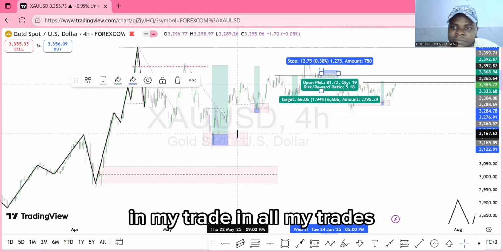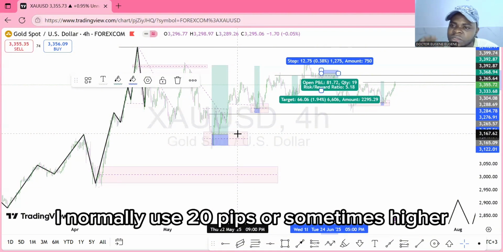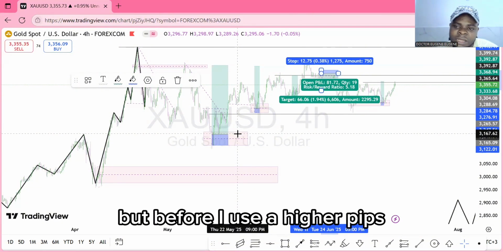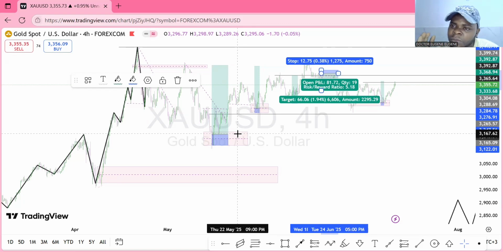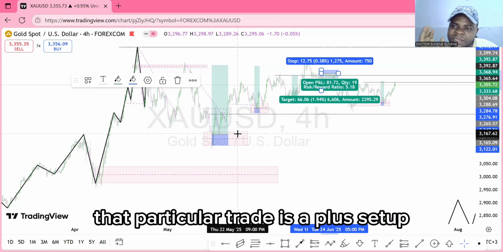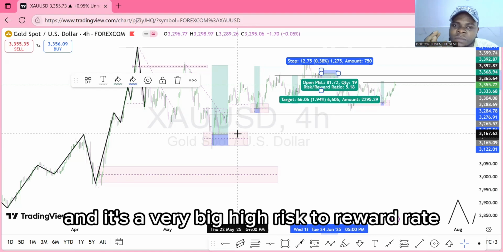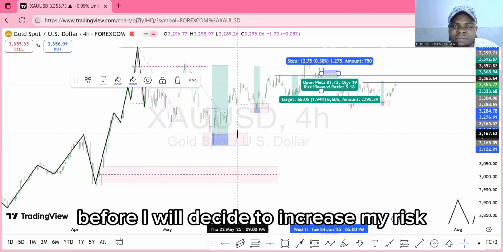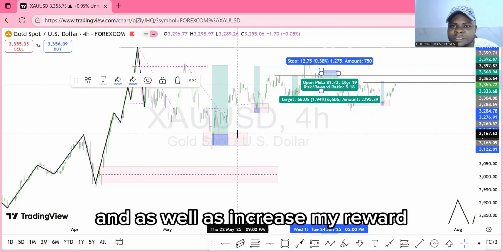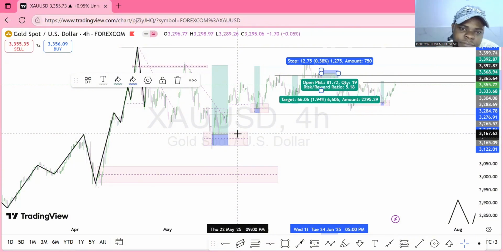In all my trades, I normally use 20 pips or sometimes higher, but before I use higher pips, that particular trade must be a plus setup and have all the criteria I need. It must be a very high risk to reward trade before I decide to increase my risk as well as increase my reward.